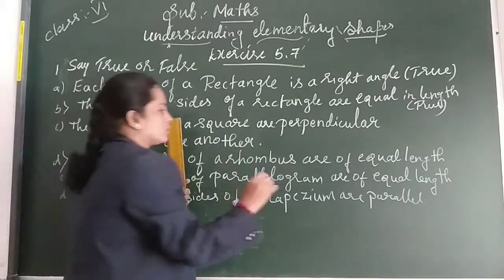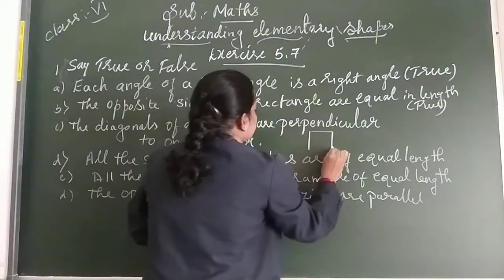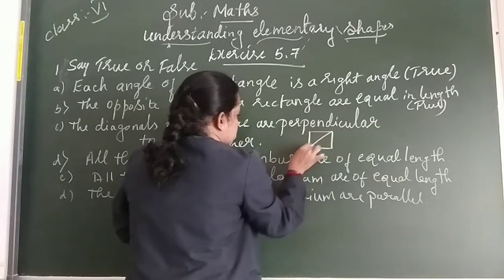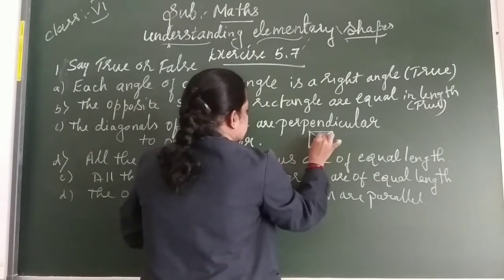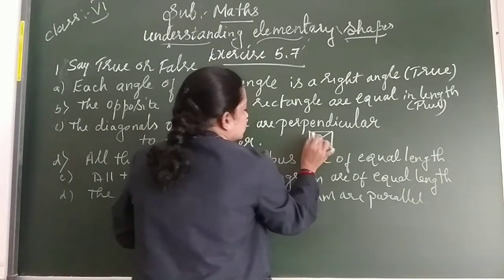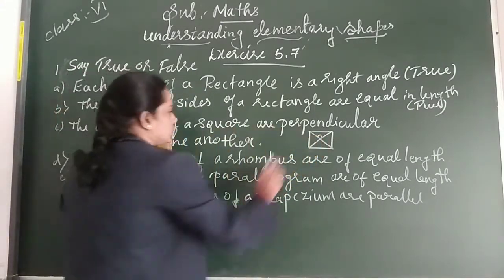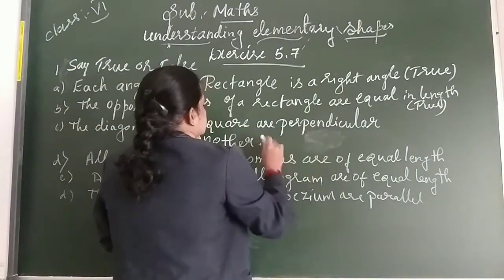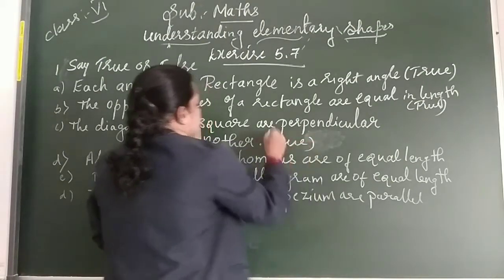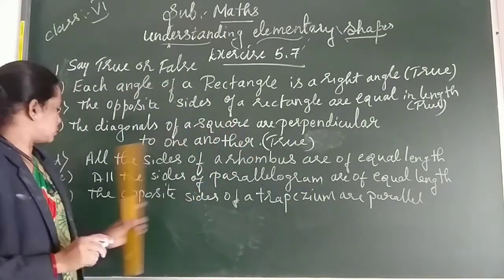Yes, it is true. The next one: the diagonals of a square are perpendicular to one another. Yes, true. If you draw the square and draw the diagonals, these are perpendicular. Perpendicular means they bisect at 90 degrees. So here, true.